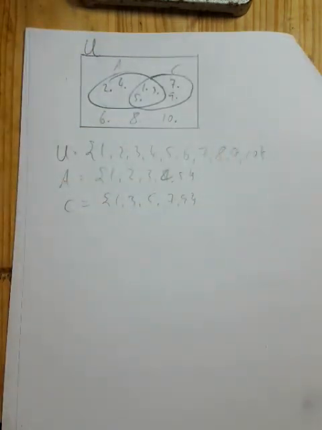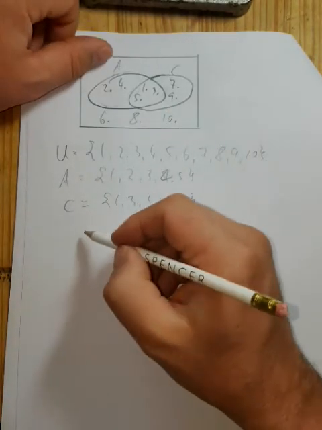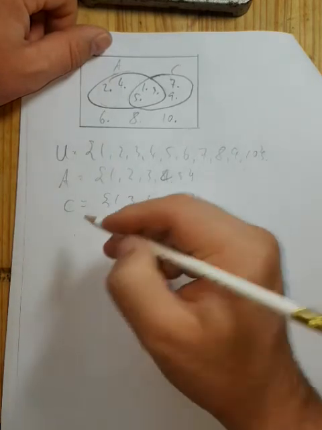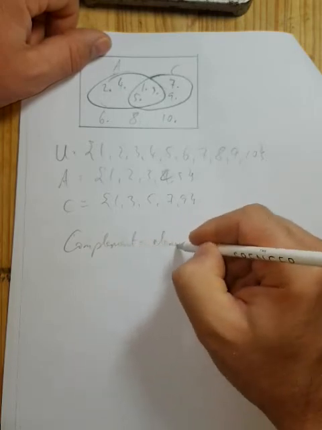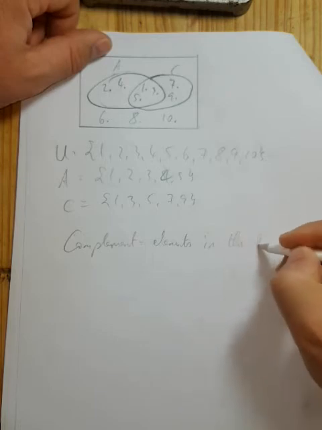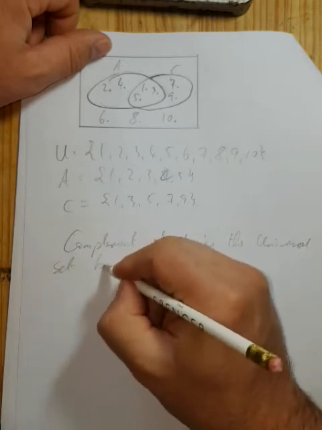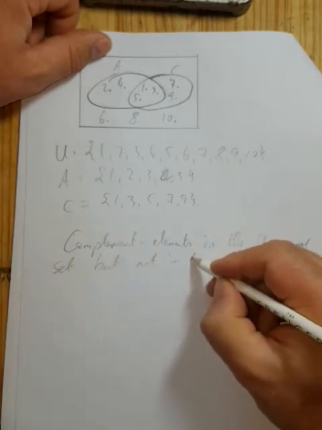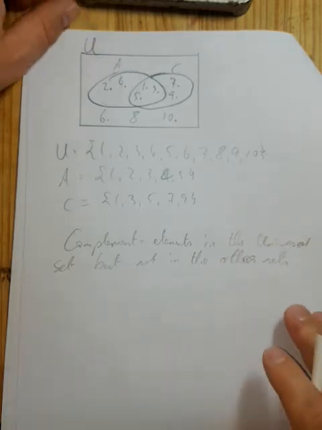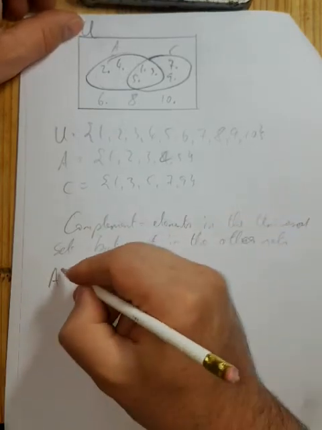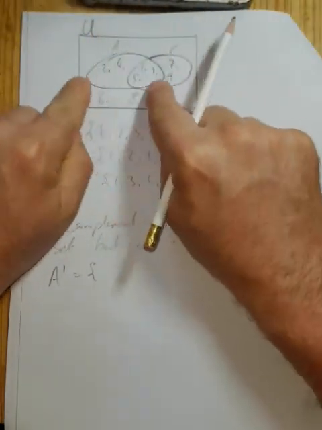Now we have a thing called complement, which relates to universal sets. Complement is the elements in the universal set but not in the other sets. By the way, complement is represented with this little tick. If I wanted A complement, I'd want all the elements that are in the rectangle except for the ones in the circle A.